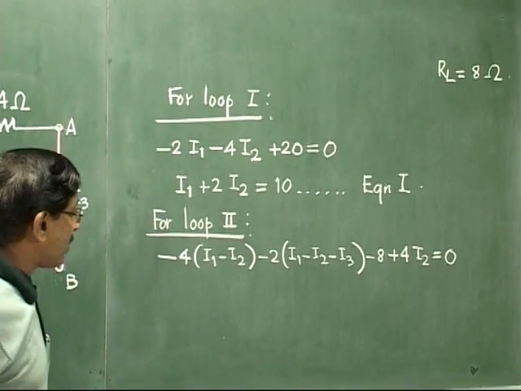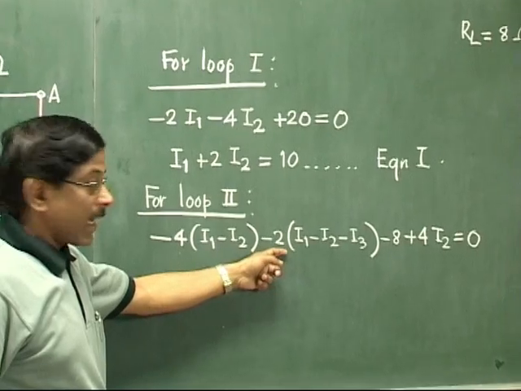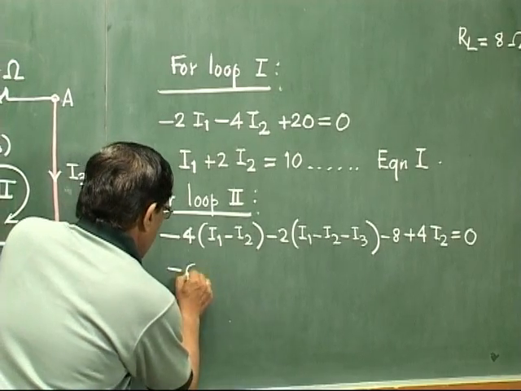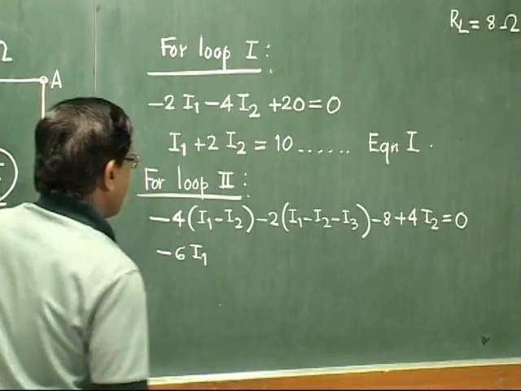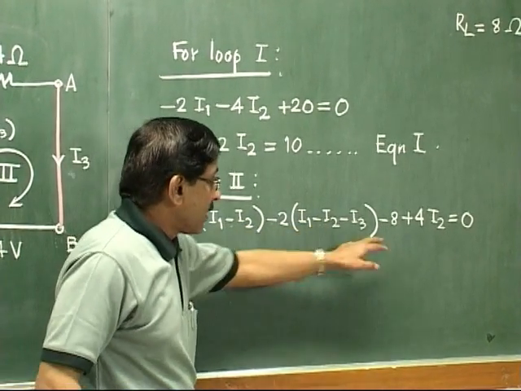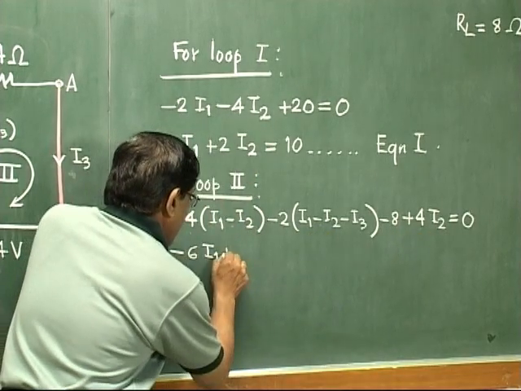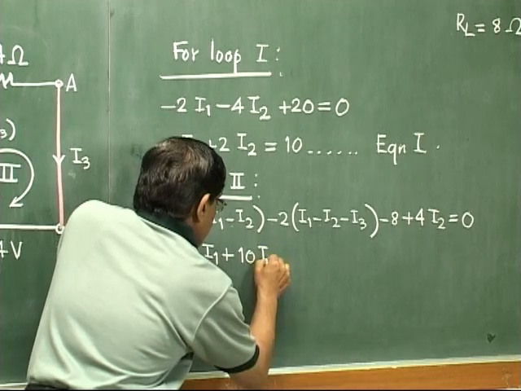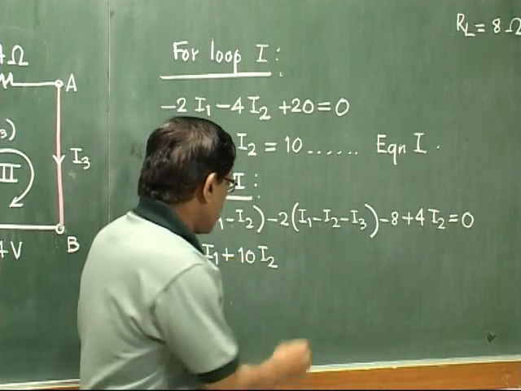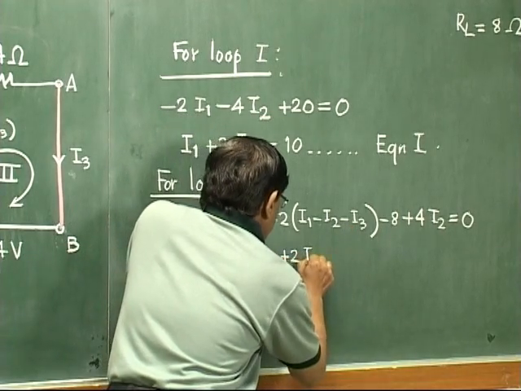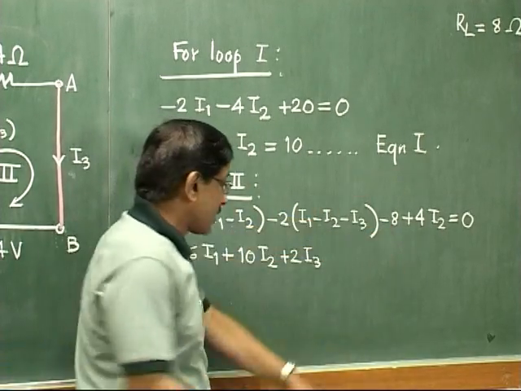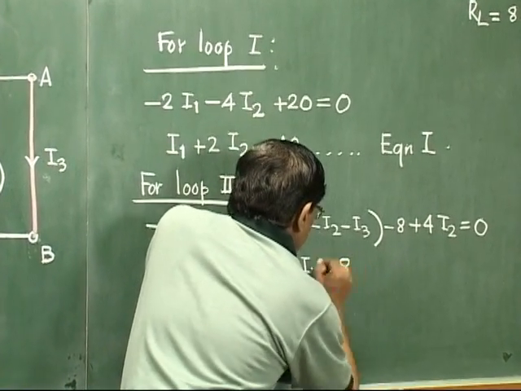Let us compile all I1 terms. Minus 4I1, minus 2I1 is minus 6I1. Those are the I1 terms. Then plus 4I2, plus 2I2, plus 6I2, and plus 4I2. So that will be plus 10I2. Then I3 terms. It is plus 2I3. That is the only term. And then this constant 8 we can take to other side. So this will be equal to 8.